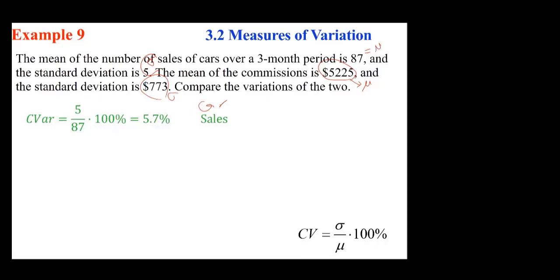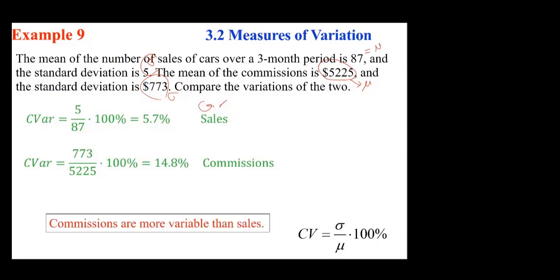773 divided by 5225. And again, it is extremely important that you write it as a percentage. If you wrote it as 14.8 or 5.7, it is wrong. Even if you left it as a fraction, I'm okay with that, but understand they want it in percentage. If you left it as 14.8, it is wrong. And so that's extremely important to understand. So with that being the case, when you compare, the second one is larger and the second one has more variation. So commissions are more variable than sales of cars.